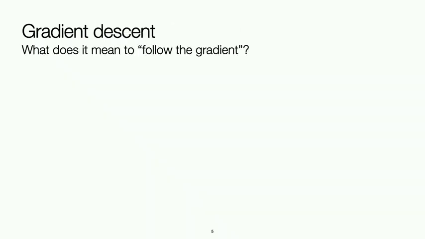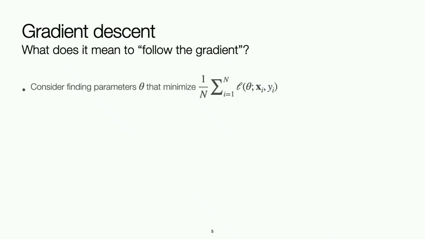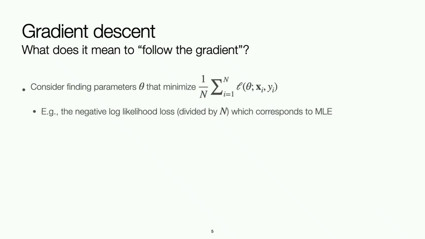So let's pause for a second and think about what it actually means to follow the gradient, quote unquote. What we're doing is trying to find parameters that minimize this average over my data set of the loss values. For example, this could be the negative log likelihood loss, which corresponds to MLE. I'm also dividing by n to make things an average instead of a sum. Sometimes that makes things a little nicer, but it doesn't change the optimization problem itself.